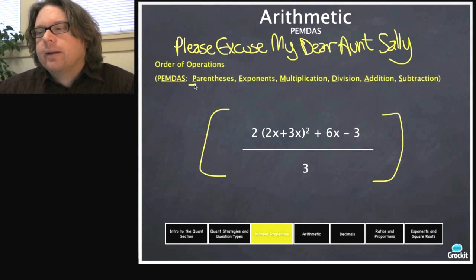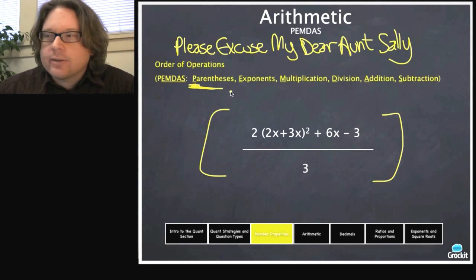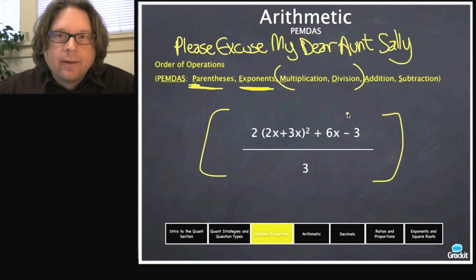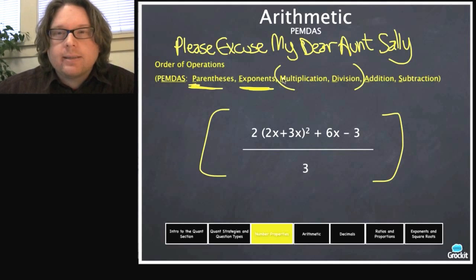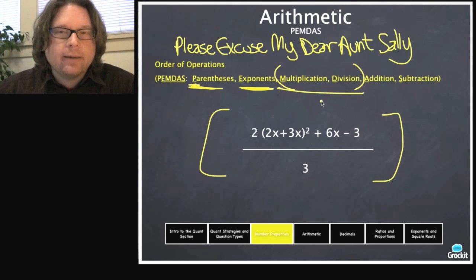On test day, you do parentheses. Anything that's in parentheses you do first. Then you do exponents. Then you do multiplication and division in that order from left to right. Technically, they can be done in any order, it's the commutative property or something like that. But if you want to be consistent, make sure you don't miss things, going from left to right in that order.